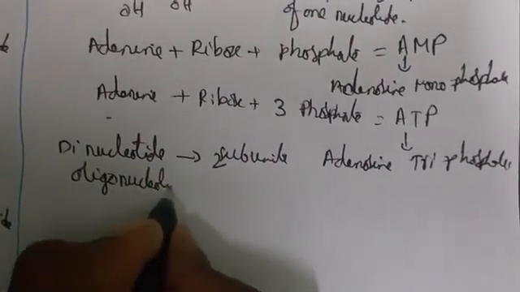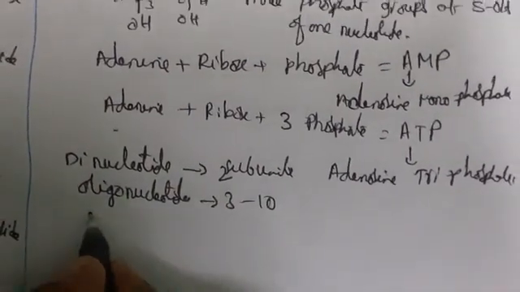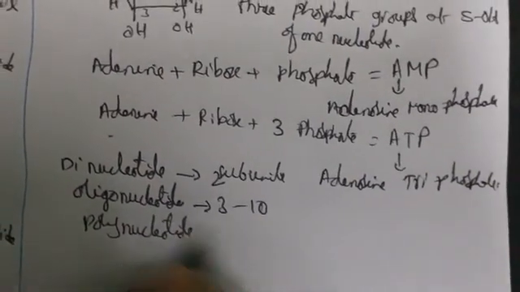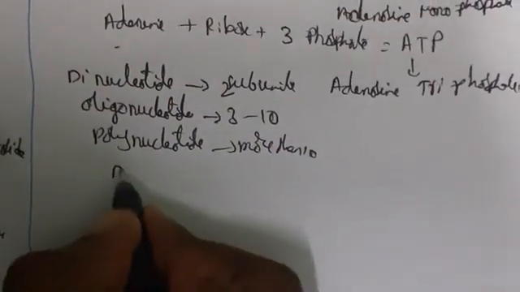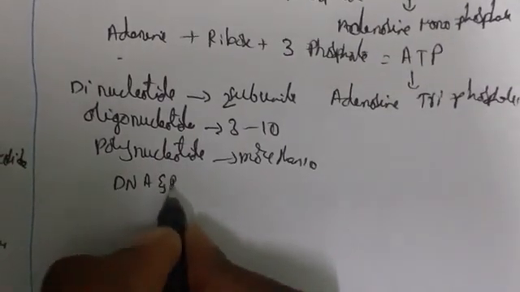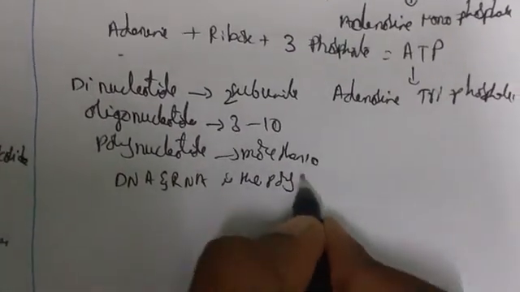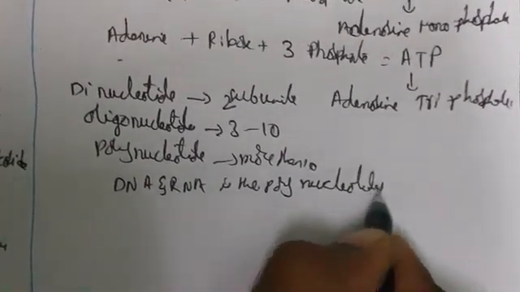Oligonucleotides: 3 to 10. Polynucleotide means more than 10 nucleotides. So here, DNA and RNA are polynucleotides.